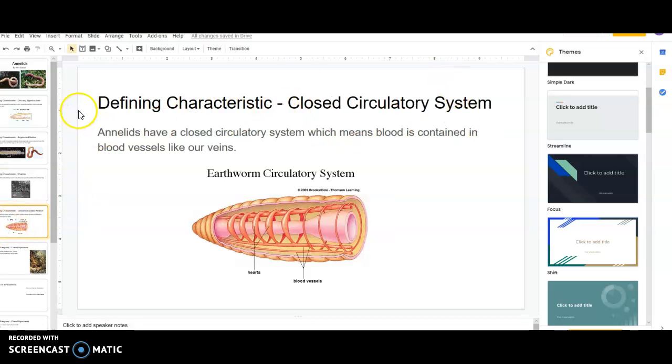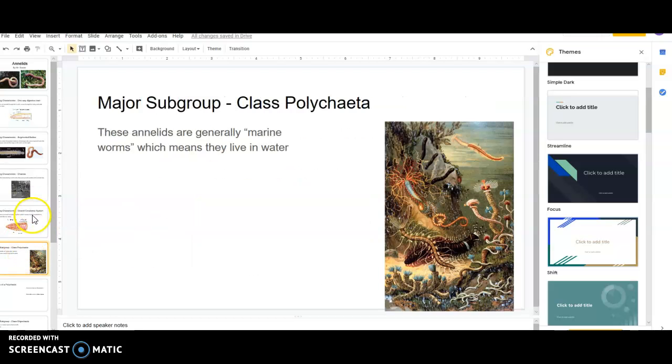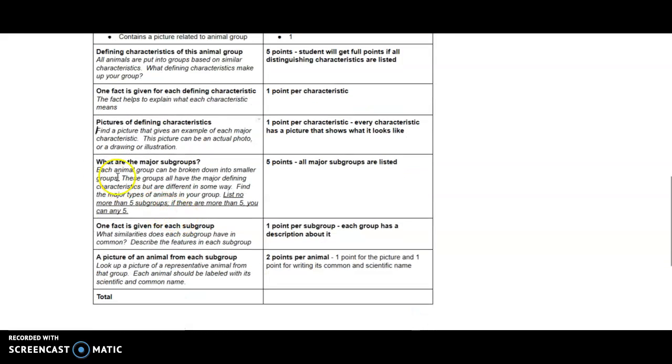And then they also have a closed circulatory system like us. They have blood in veins. Before this, animals didn't have this, so that's something characteristic of the annelid family as well. So those are the major characteristics I could find. And then I'm going to look for the subgroups next. So how can we break this down into further groups? And these smaller groups will have things in common as well.